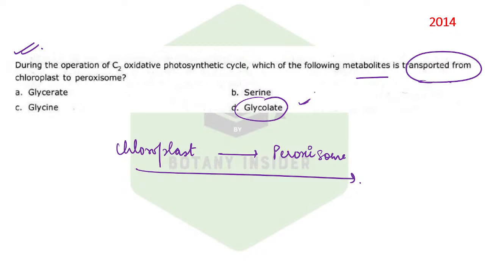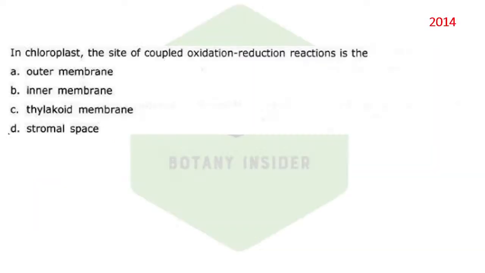Phosphoglycolate is the first product that's formed, and then it gets converted into glycolate and transported to the next one. C, P, and M: chloroplast, peroxisome, and mitochondria. These three organelles are involved in this particular order. Next question. In the chloroplast, the site of coupled oxidation reduction reaction is which of the following? Outer membrane, inner membrane, thylakoid, stromal space.